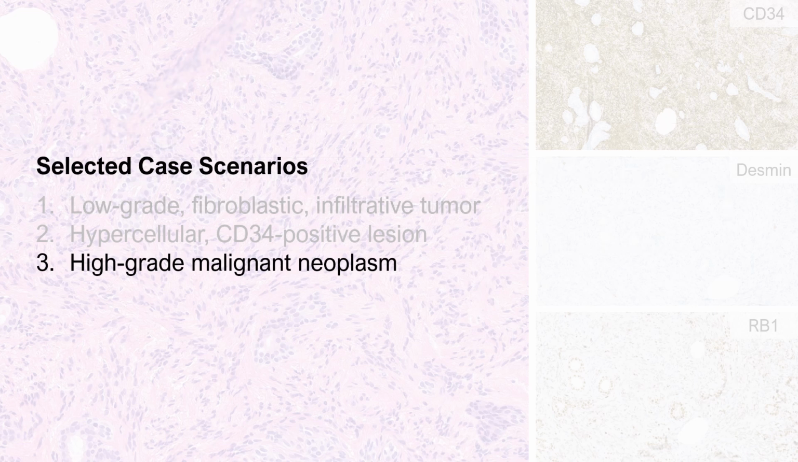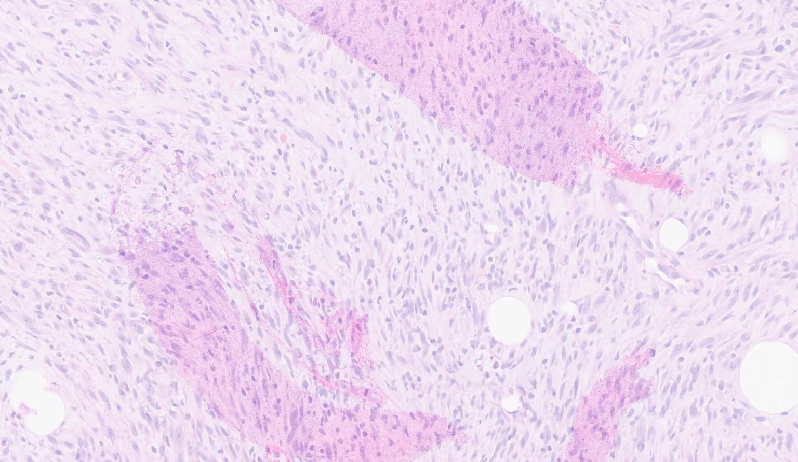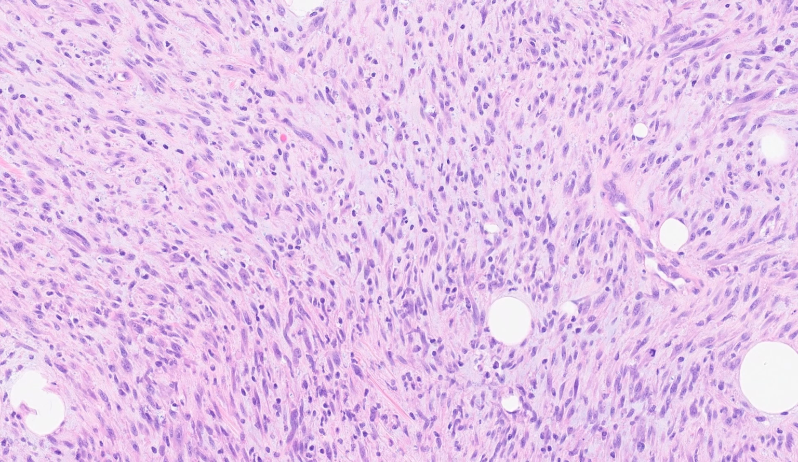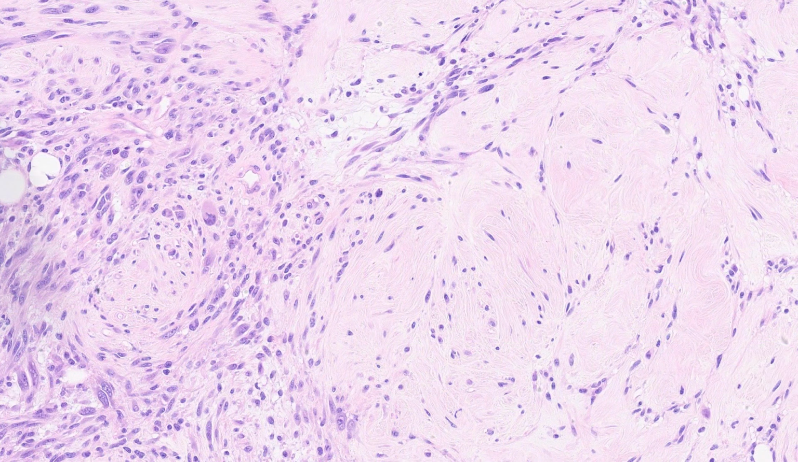For our last case scenario, let's look at a high-grade malignant spindle cell neoplasm. On low power, we again see diffuse lesional involvement with peripheral invasion. But on higher power, different from some of the lower grade lesions that we've looked at thus far, we see that the tumor is composed of markedly atypical spindle cells with frequent mitoses. We also see that there are some occasional rhabdoid to epithelioid forms within the tumor.